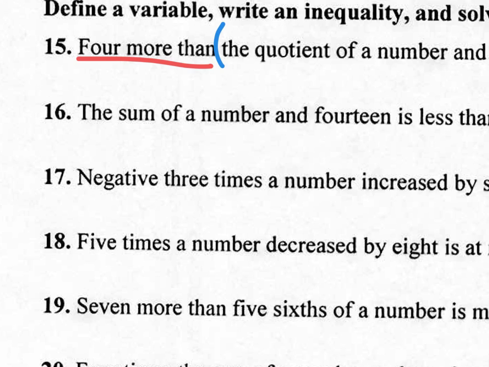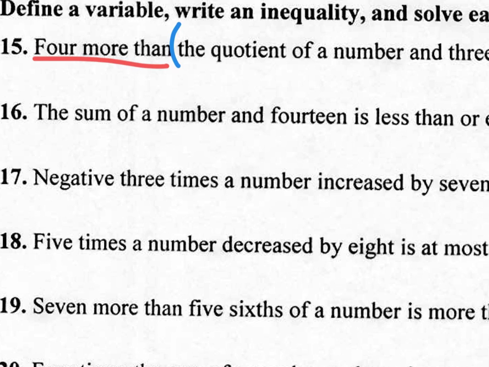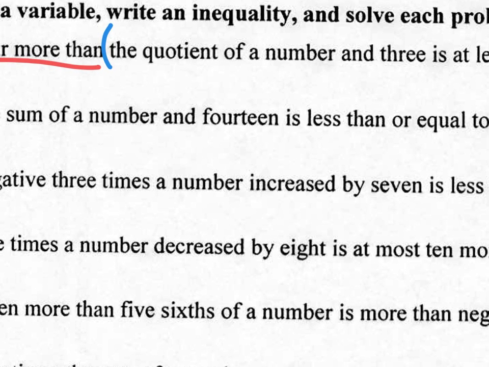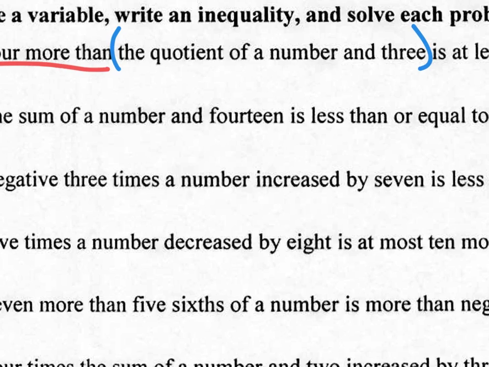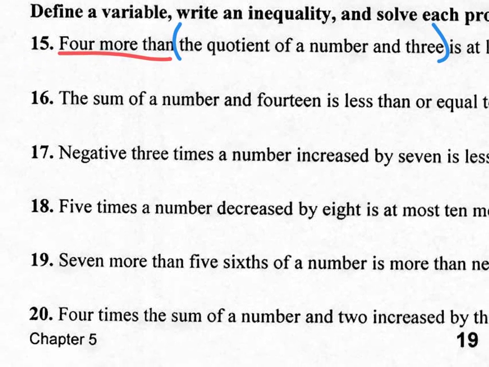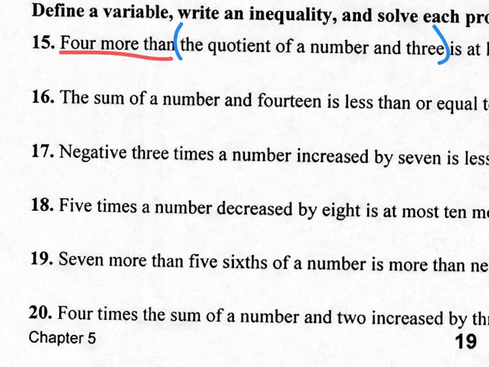4 more than, let's think about this, the quotient of a number and 3. Okay, so here's the something. So once again, 4 more than something is really taking what's in blue, which is the quotient of a number and 3. What does that really mean? The quotient is a division of a number, which is x, and 3. There's your quotient of a number and 3. Now when we say 4 more, that means you need to add 4 to it. Does that make sense? Now, let's look at the final part of this sentence.